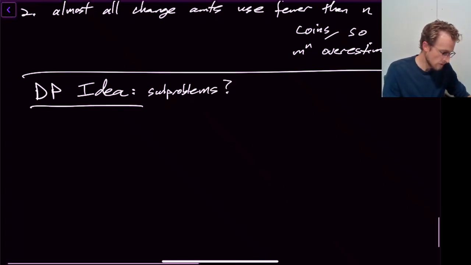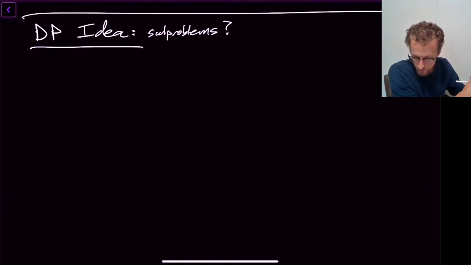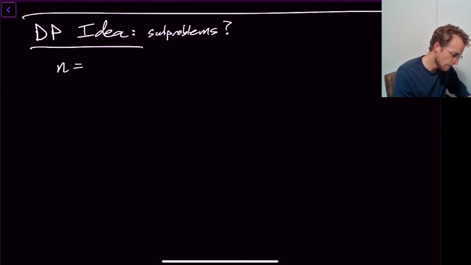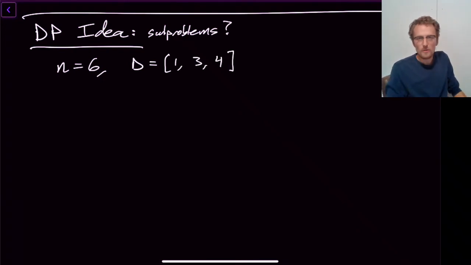All right, so let's do n equals 6. We'll just do the same problem we just did. So n equals 6, and the set of denominations is 1, 3, and 4. I'm going to make a claim that's a little bit odd, but then I'll illustrate why it's true. My claim is that there are only 3 ways to make change for 6. Maybe I could revise that slightly and say there's only 3 ways to arrive at change for 6. Let's think about what these would be and why there's 3.